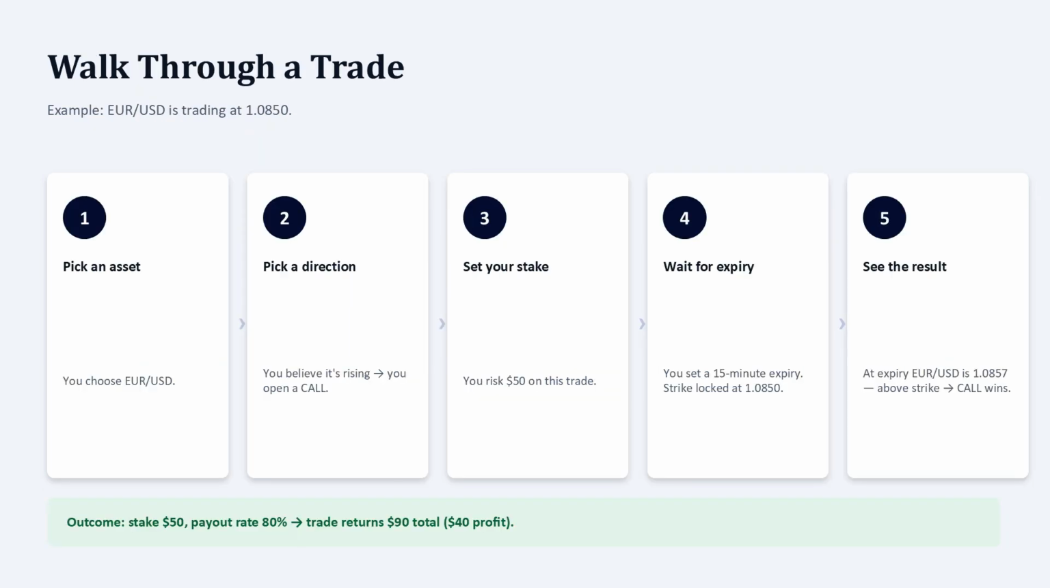Let's make this real. Euro to US dollar is trading at 1.0850. You pick your asset, euro to US dollar. You pick a direction, you think it's rising, so you open a call. You set your stake at $50. You choose a 15-minute expiry, with the strike locked at 1.0850. 15 minutes later, euro to US dollar sits at 1.0857 above the strike, so your call wins.